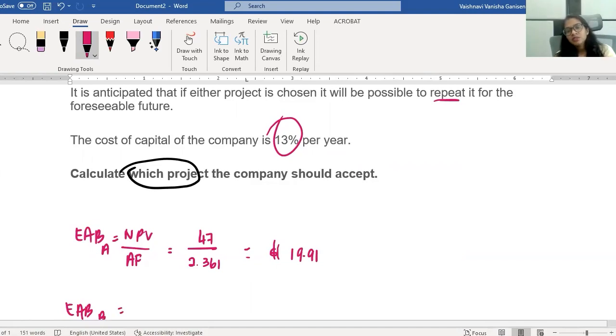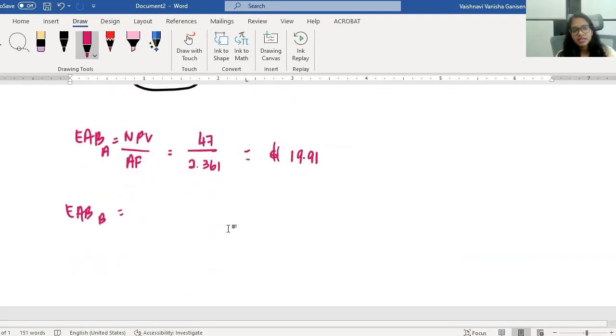All right. So the next one, EAB for project B. Your NPV is 58. The project will last for 4 years. So the annuity factor is 2.974. So what is your EAB? 19.50.